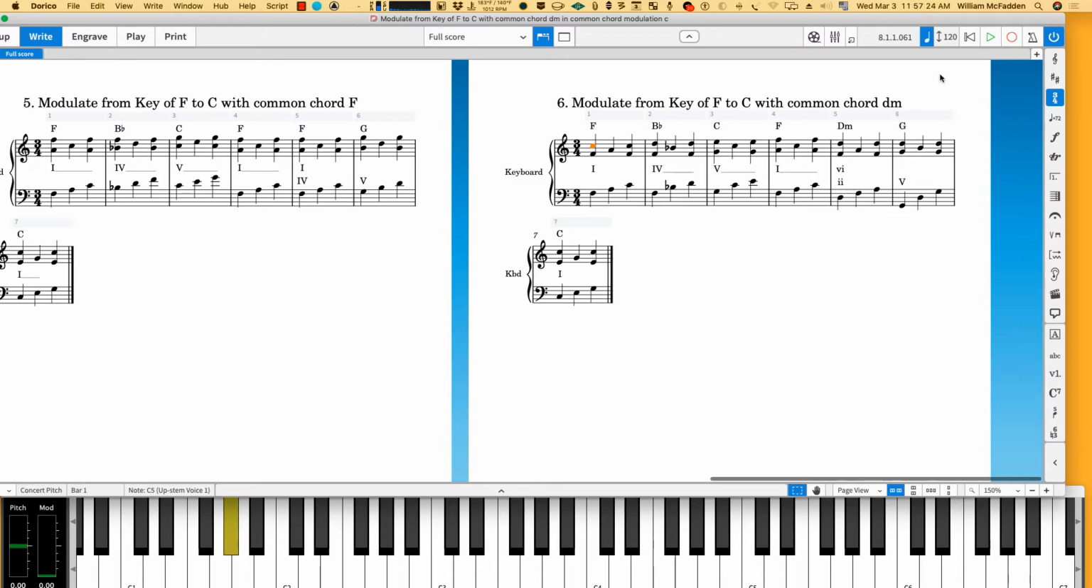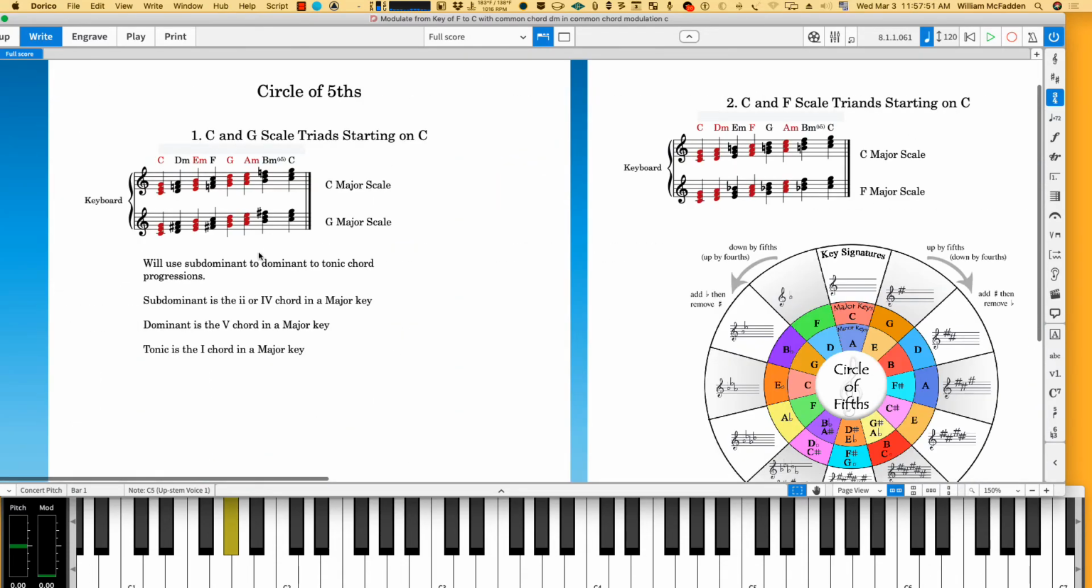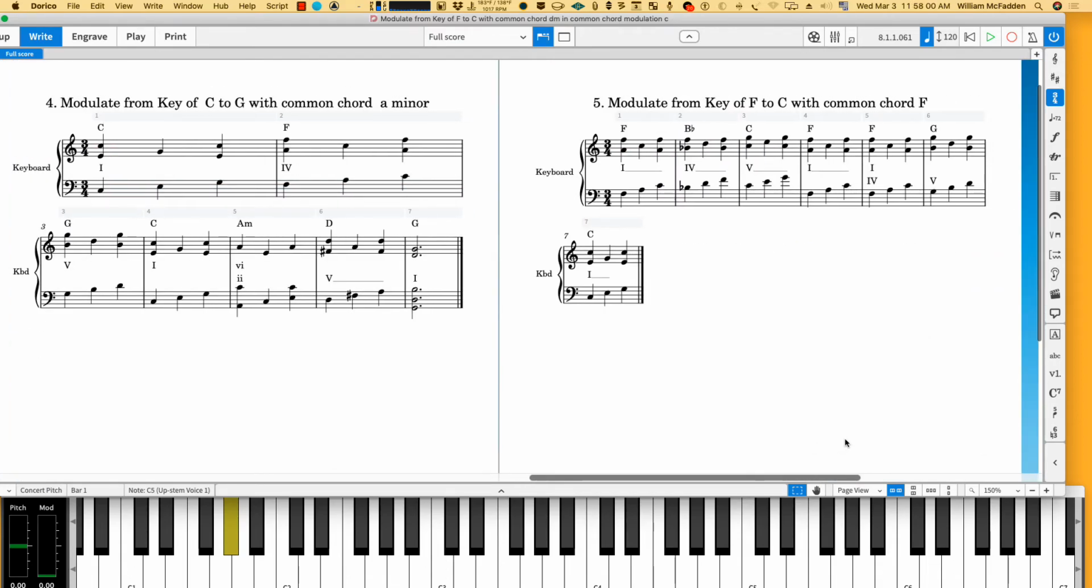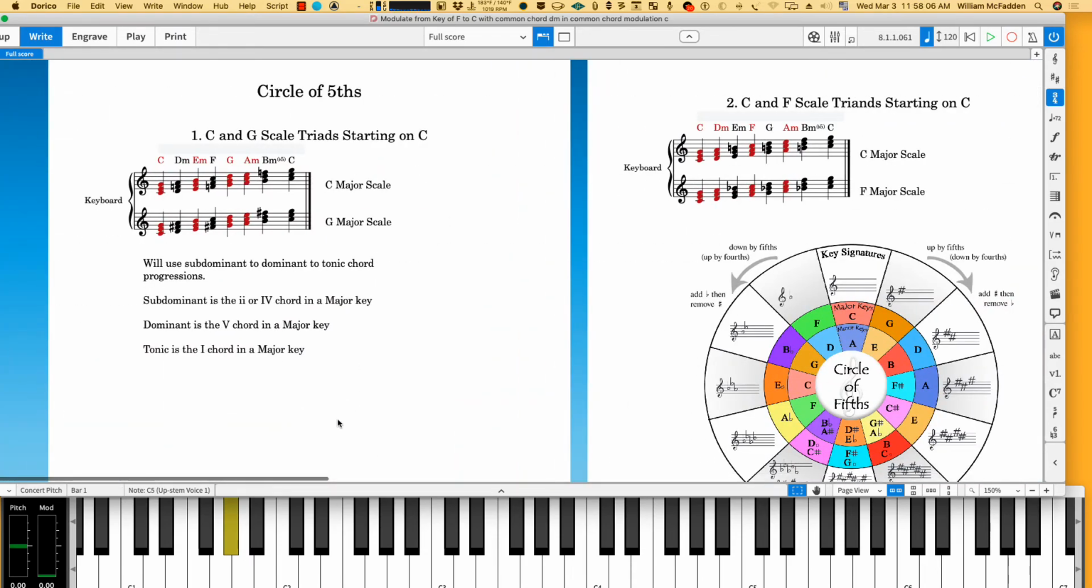So that gives you an example of how we can modulate from closely related keys. And we chose the C major scale as our base, and we went from basically the C scale modulated to the G scale, and then we had 2 examples of modulating from the key of F to C using this modulation technique of the common chord, and establishing the key by the subdominant to dominant to tonic chord progressions.